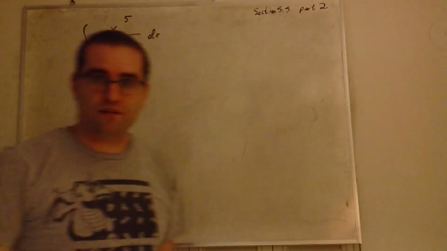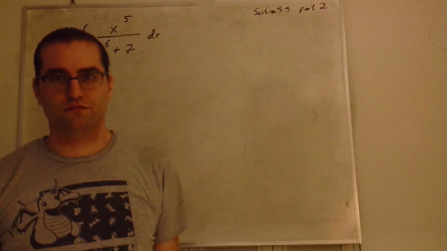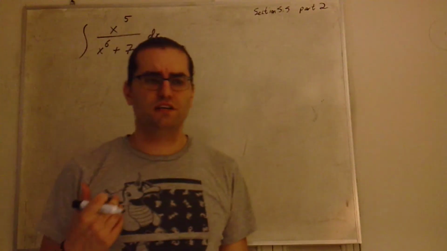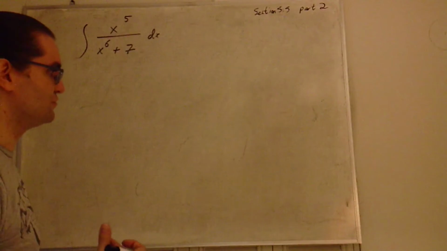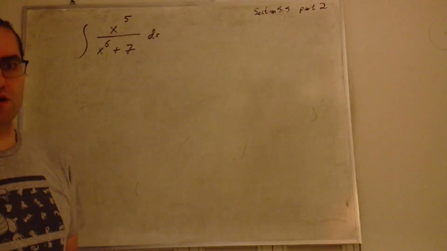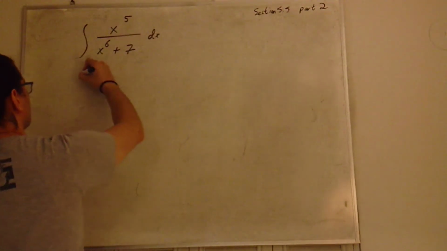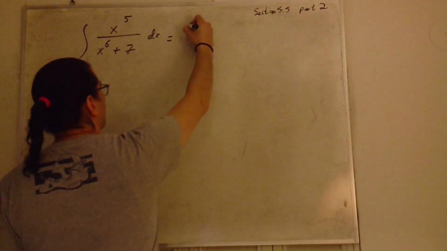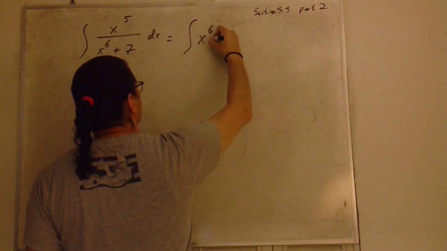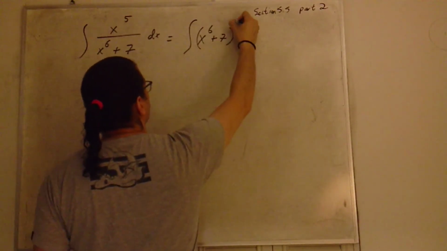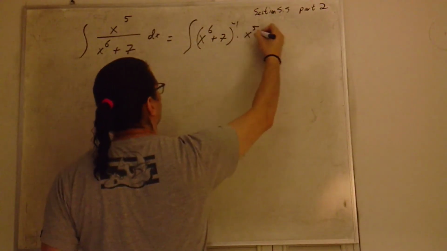I mentioned earlier that when you have division problems, they get kind of horrifying, so generally speaking, it's best not to think of them as division problems at all, but to rearrange them as multiplication problems with some negative exponents involved. So that's what we're going to do here. First order of business, we're going to swap this out for the integral of x to the sixth plus 7 to the negative 1 times x to the fifth dx.